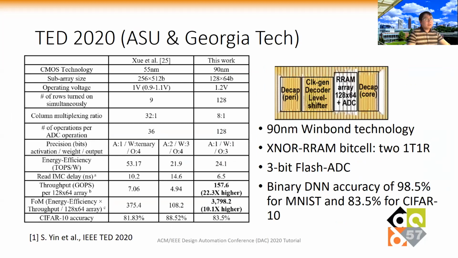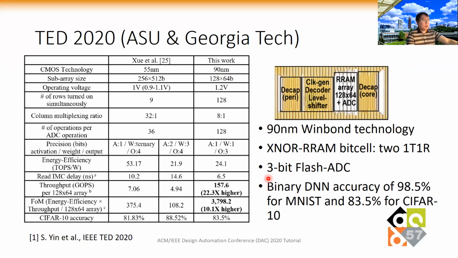And next, I will talk about some of our work in collaboration with Arizona State University, Professor Jae-sun Seo's group. Here we designed a prototype with Winbond technology at 90 nanometer. Here we first try to implement the XNOR computation. So we use two 1T1R cells. The reason is that we also need to implement the negative input, so we need word line and word line bar, the complementary input, to do that.